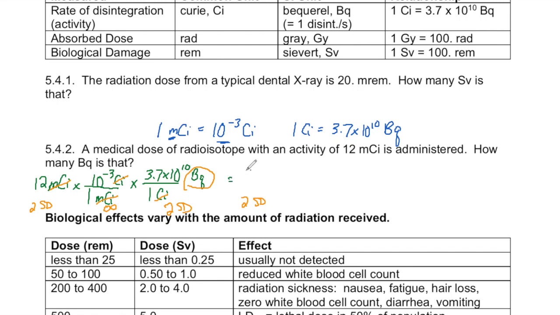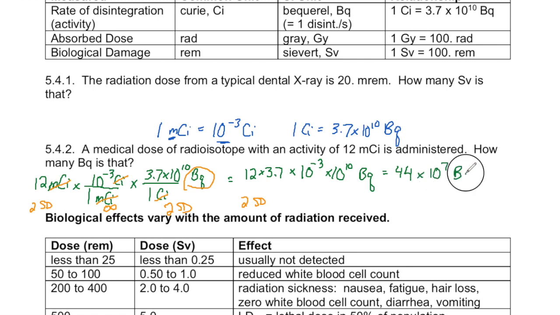Let's gather what we have here. We have 12 times 3.7. I'll just put our regular numbers here. Now I'll put the powers of 10. We have 10 to the minus 3, and we have 10 to the 10. And then we have becquerel as the units. 12 times 3.7 ends up being 44. 10 to the negative 3 times 10 to the 10 is 10 to the 7.